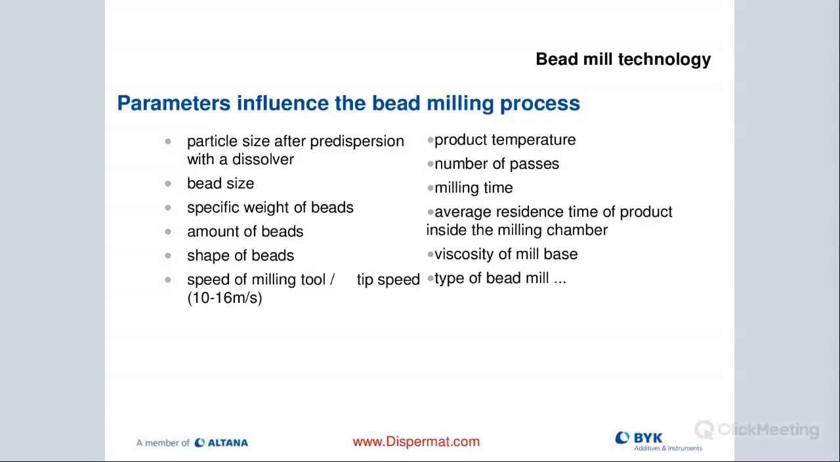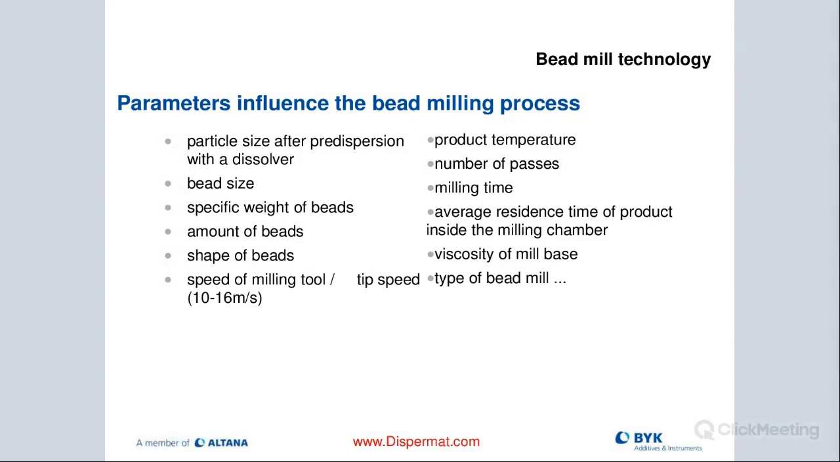The number of passes, how often do I circulate through my milling chamber? Do I go pass through, or do I go in circulation mode? So that also plays a role in my milling results. How long am I milling for? And how long will my mill base actually stay inside of the milling chamber? That depends on my pump or my rotor speed. So all these things have to be optimized to really achieve the best milling results.